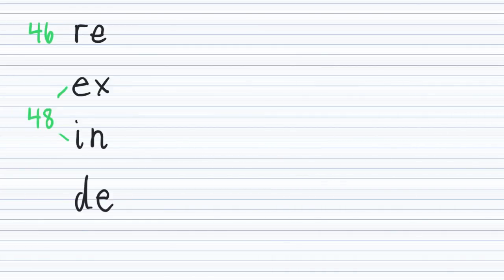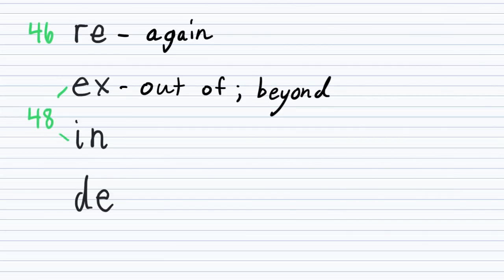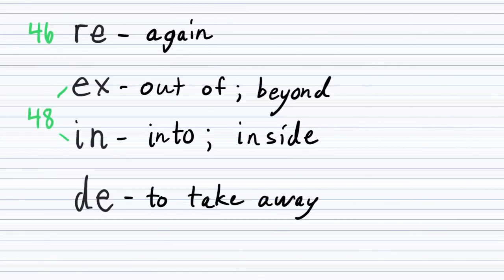So re has a pretty basic meaning. It means again. So replay means to play again. Reappear means something disappeared or went away and it appeared again. So fairly straightforward for re. The prefix ex means, and in you may remember from the first week or sort 1 of the Blue Book, it meant not or the opposite of. But this week we're giving it a different meaning, which is into or inside. And then finally we have de, which means to take away.